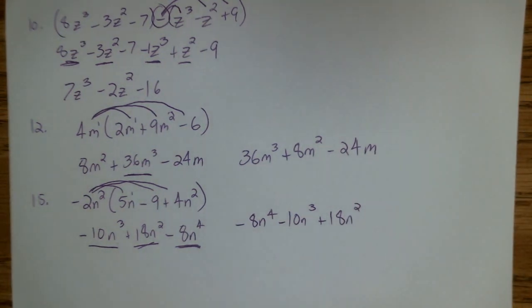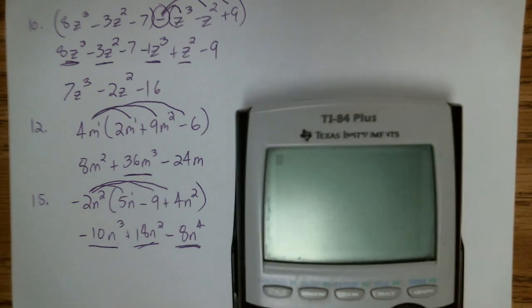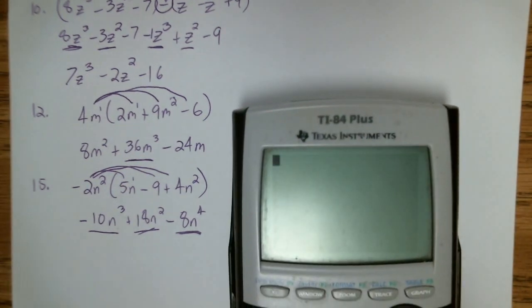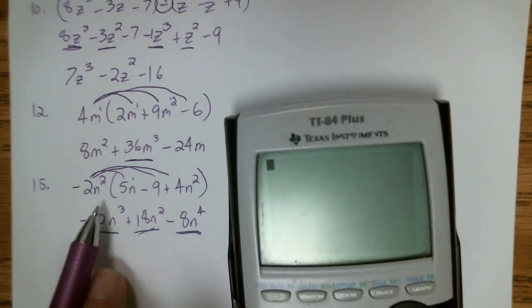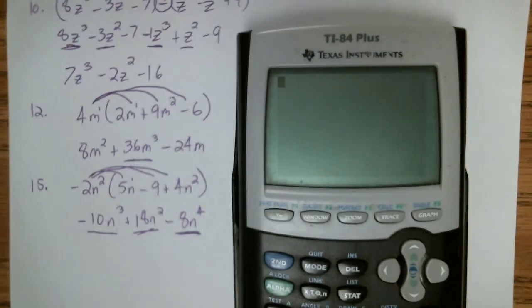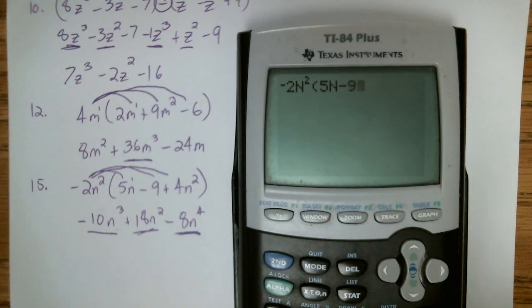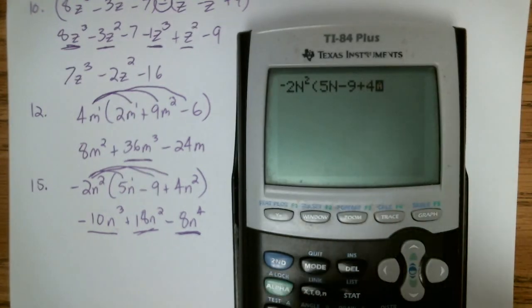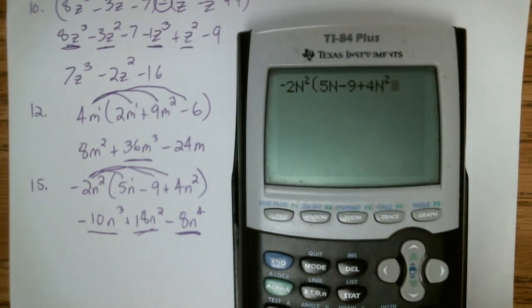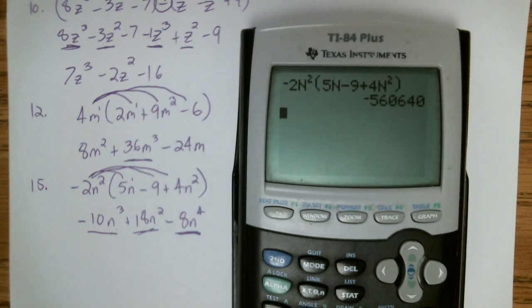Okay, let's check this with a calculator, guys. You know I'm real big on that. So let's type in our original problem, exactly what I see here. I'm going to type negative, don't type minus, type negative 2 alpha n squared. Parentheses, 5 alpha n minus 9 plus 4 alpha n squared. Close the parentheses, and I just want a number. Okay, fine, whatever, negative 560,000, fine.